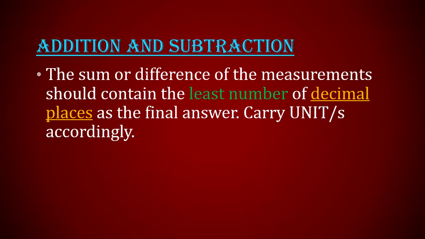To make our lesson easy, we will be putting two operations together and then we will do some drills afterwards. First two operations, addition and subtraction. The rule that we have to follow is the sum or difference of the measurement should contain the least number of decimal places as the final answer. Carry units accordingly. Keep in mind we are doing decimal places, least number of decimal places. Let's look at some examples.